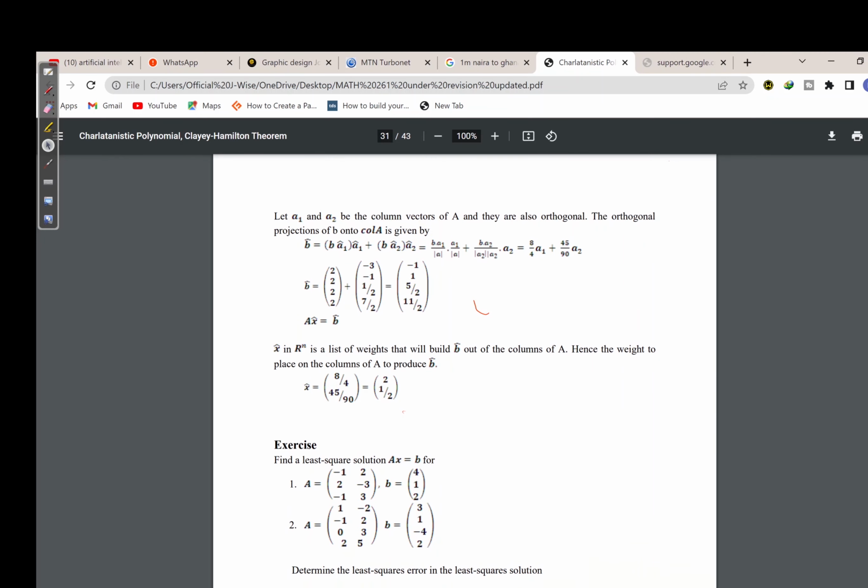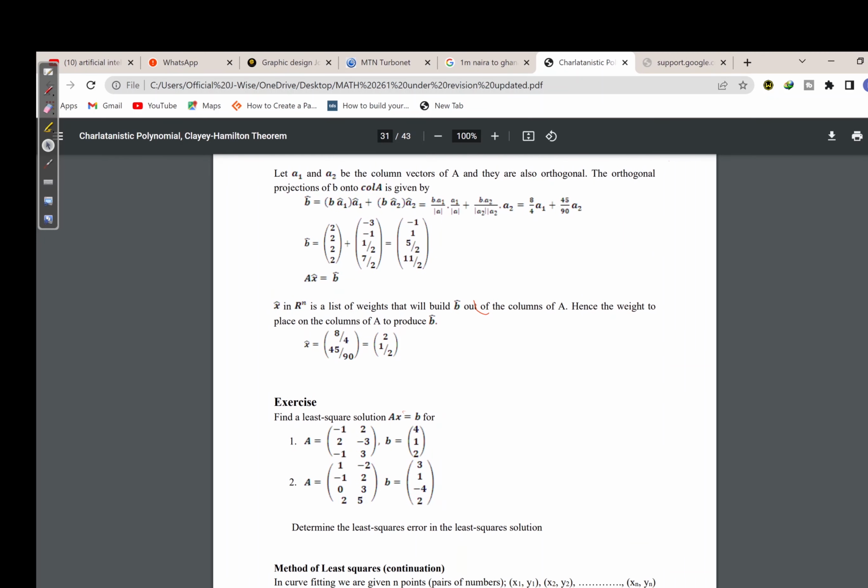So x hat is a list of weights that will build b hat out of the columns of A, and therefore the weights to place on the columns of A to produce b hat. So this is another way of solving the problem, that's the alternative way of solving the problem. Okay, so this is an exercise, try your hands on these questions.